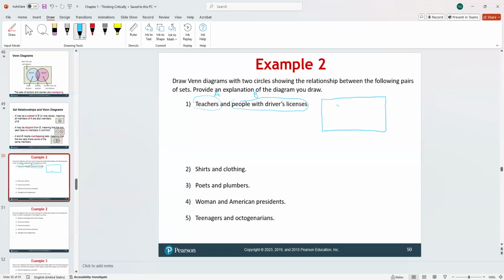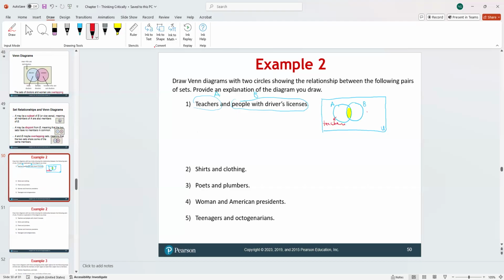Yes, it would be overlapping. I'm going to draw it like this, where this is A, this is B, and this is the universal set, the whole set. Because there are teachers that have a driver's license, the circles overlap. We know they have that particular place in common, right? So for us, this is teachers.